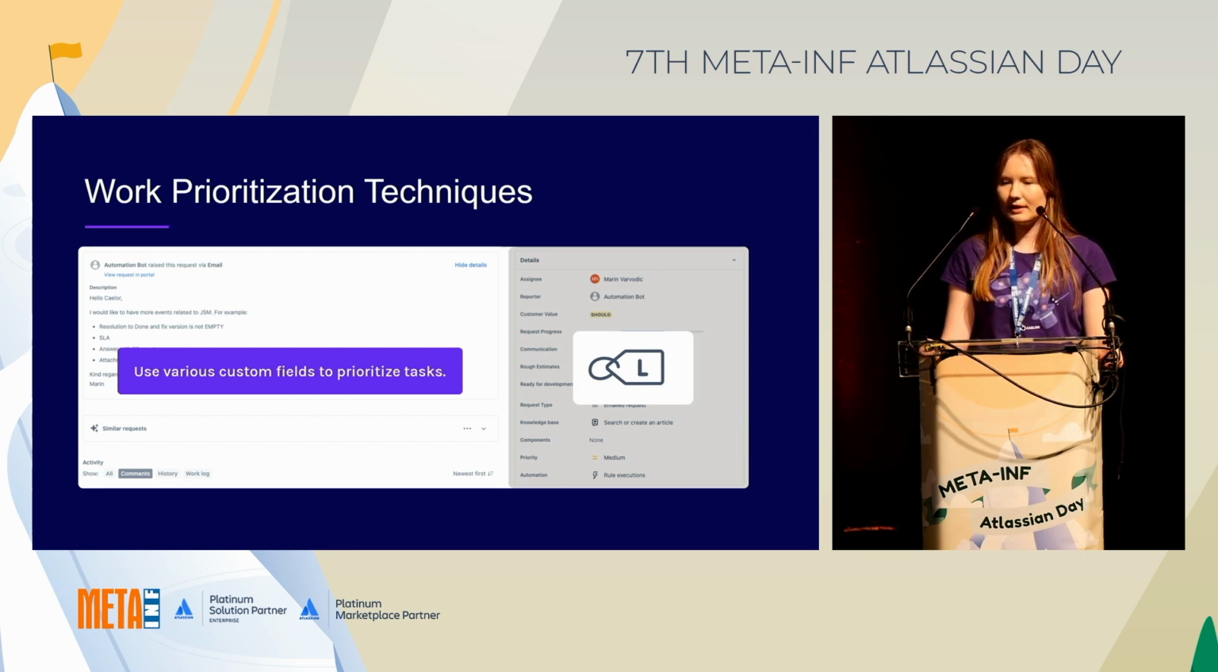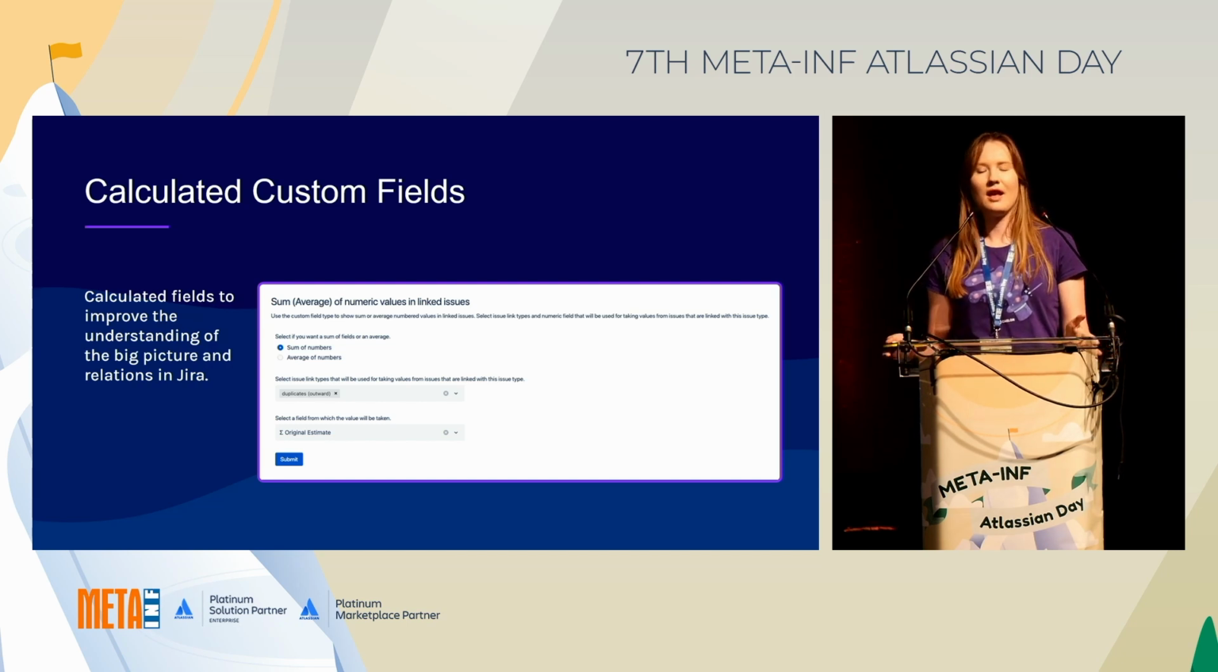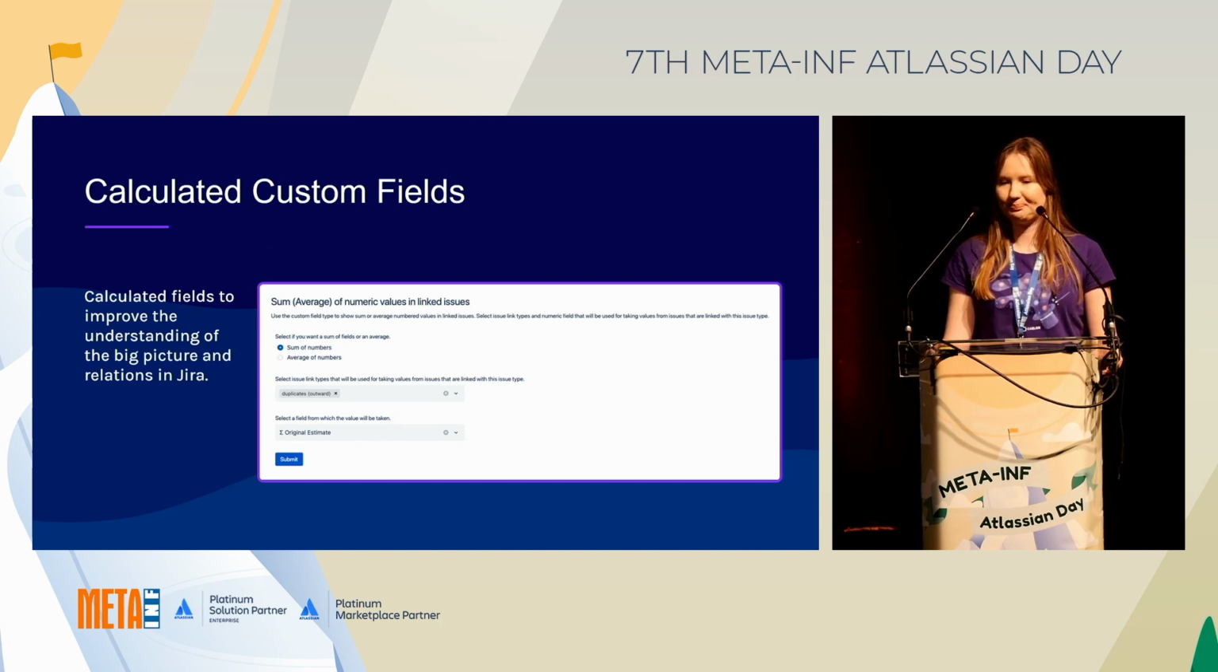So next we have calculated custom fields. So we added a lot of hard-coded calculated field types to help project managers understand the impact and the size of the user story. So we have number of subtasks, number of story points in Epic, number of issues in Epic, and so on. So you can display all of those. And we're also proud that we added an option to display the sum or the average value of number values in linked issues. So these custom field types help us kind of zoom out and then understand the bigger picture of the project.